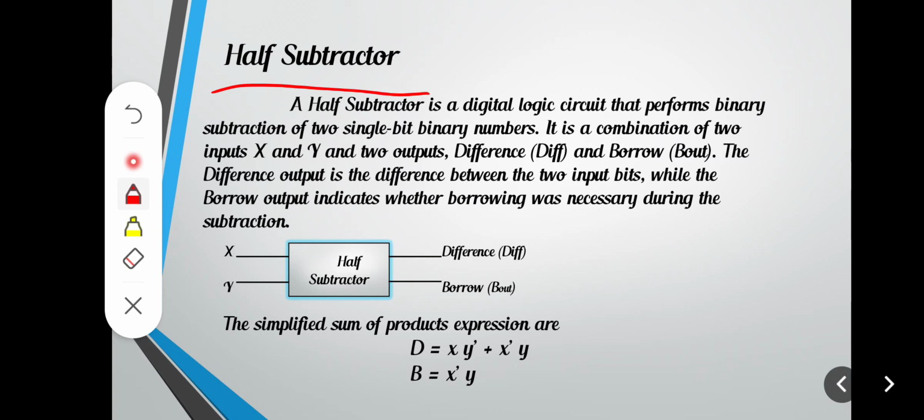Half subtractor is a digital logic circuit that performs binary subtraction of two single bit binary numbers. It is a combination of two inputs x and y and two outputs difference and borrow. The difference output is the difference between two input bits, while the borrow output indicates whether borrowing was necessary during the subtraction. These are the simplified sum of product expressions for difference and borrow.